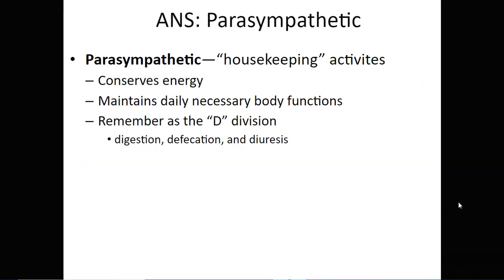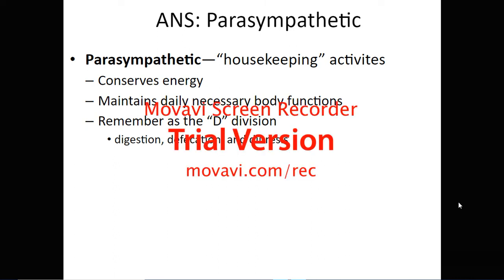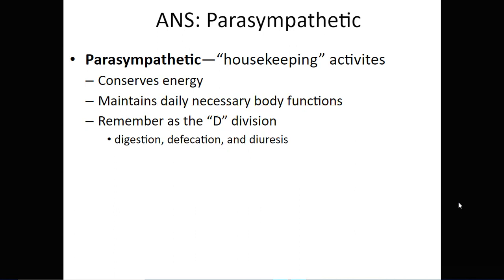All right, so the parasympathetic division of the autonomic nervous system is the housekeeping activities, conserves energy, also referred to as rest and digest. Okay, maintains daily necessary body functions. Remember as the D division: digestion, defecation, and diuresis.